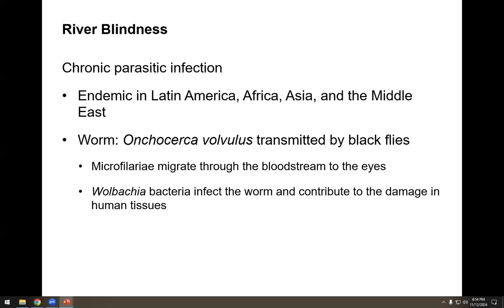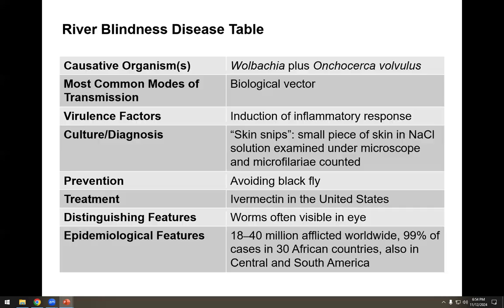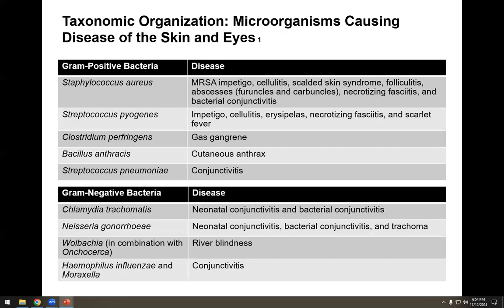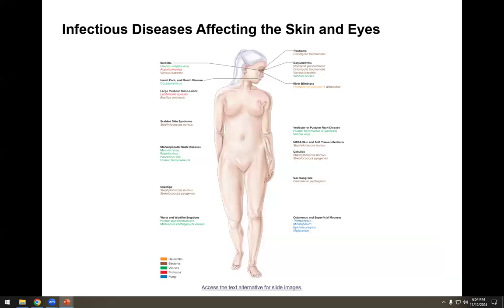Onchocerca volvulus, or onchocerciasis, is the name for this river blindness causative agent, okay? Guess what comes next? Because we've got just a couple more minutes, but that's just enough time. Here's a little summary chart of these diseases, what they're named, what they cause, and where they're found on the body.